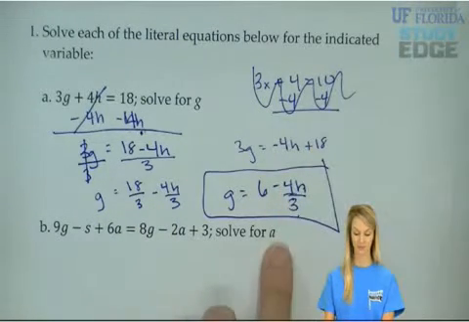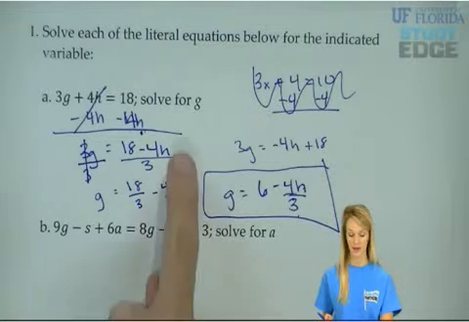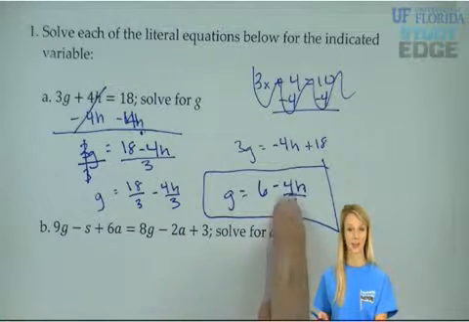Well, guess what, guys? We just got our final answer. We just solved for g. G is equal to 6 minus 4h over 3.